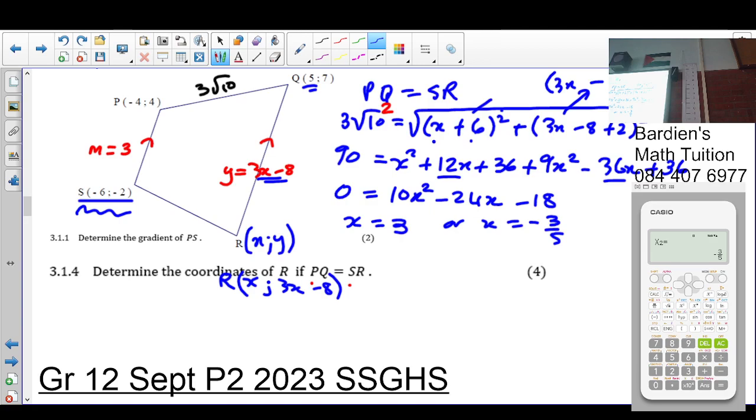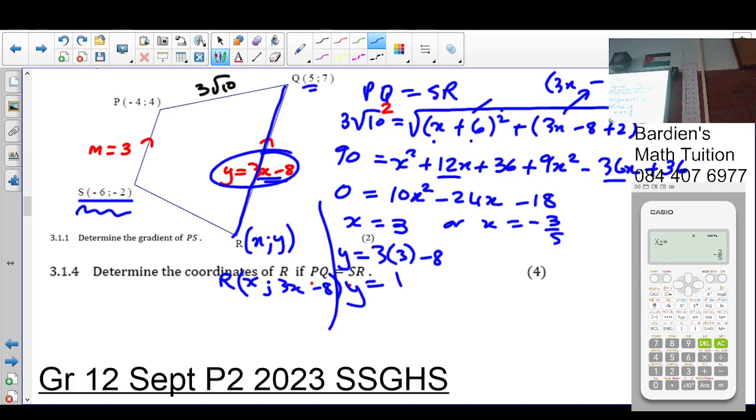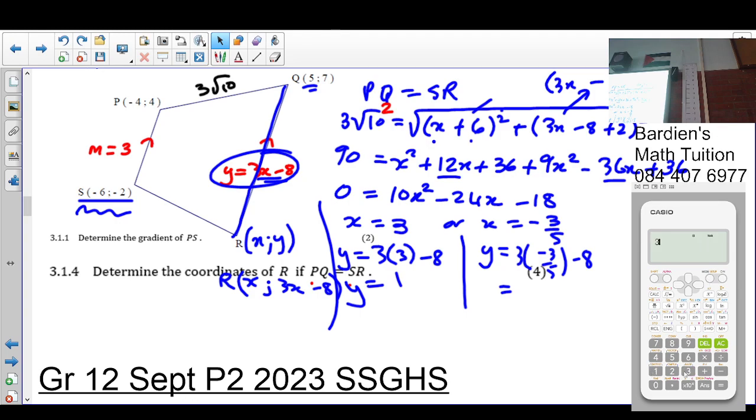So now to get the corresponding y value. Okay, so what I do is I now substitute that. Since it's lying on this line of QR, I can just substitute it into this formula. So I say y is equal to 3 into 3 minus 8, which is 9, and 9 minus 8 is 1. And of course, on the other hand, we have y is equal to 3 into negative 3 over 5 minus 8, which gives us negative 49 over 5. Okay, which also gives us negative 9,8.